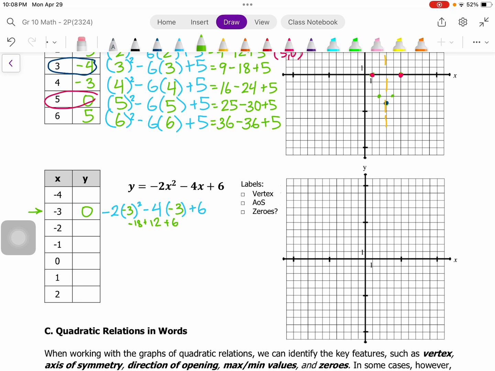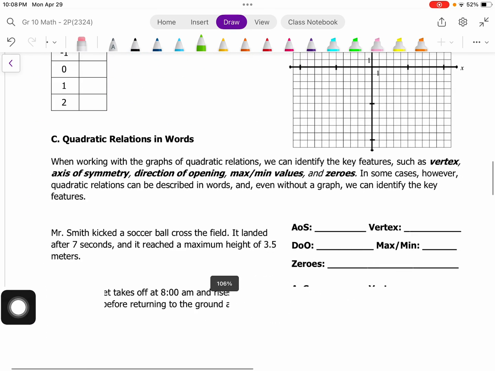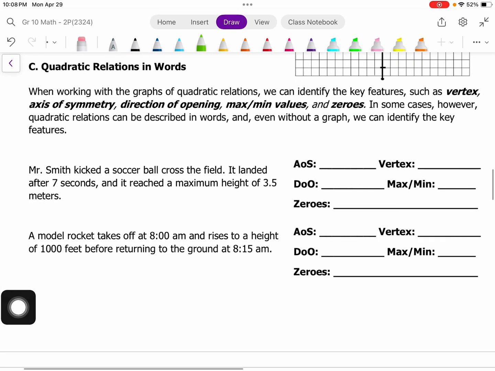So we would do the same thing all the way through this exact equation, but we keep changing out what x values we have. Okay, we'll take a look at a couple examples where we don't have to graph. So when we're working with graphs of quadratic relations, sometimes we can identify key features like the vertex, axis of symmetry, direction of opening, max-min values, and zeros without actually having to have a graph or a table. We can just look at words that are written down.